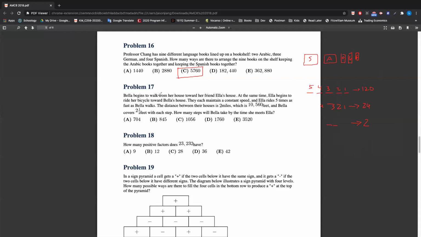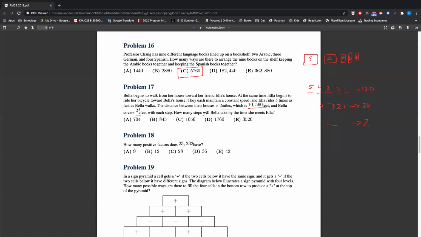If Bella begins to walk from her house to Ella's house, and Ella begins to ride a bicycle toward Bella's house. They each have a constant speed, and Ella rides 5 times as fast. The distance is 2 miles, and we're given that in feet. And we know Bella covers 2.5 feet with each step. So, how many steps will Bella take by the time she meets Ella?